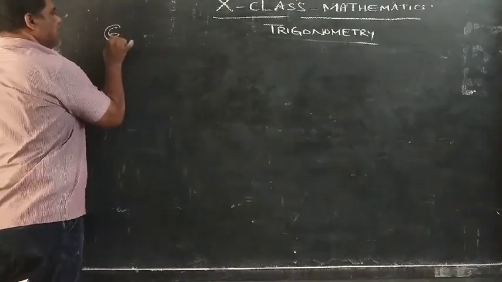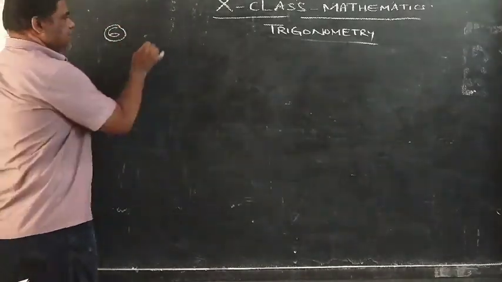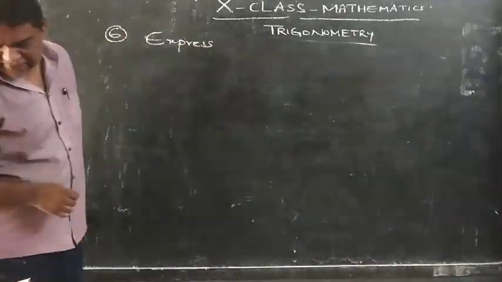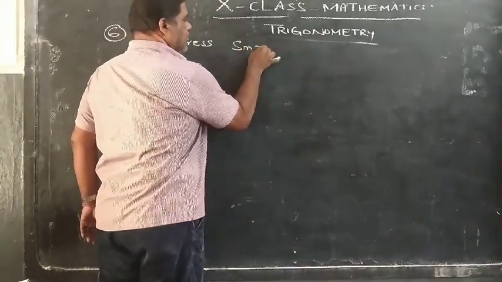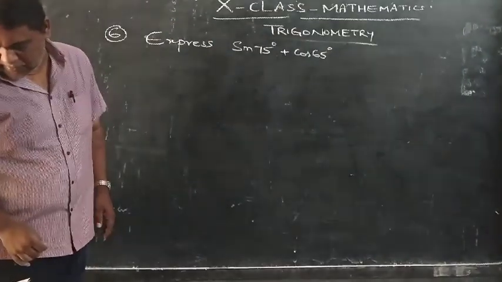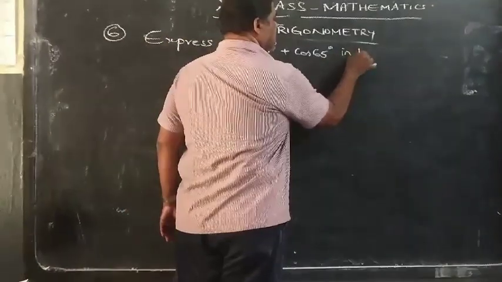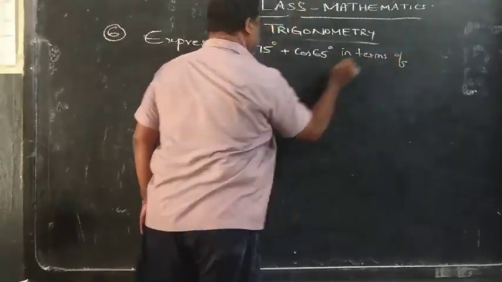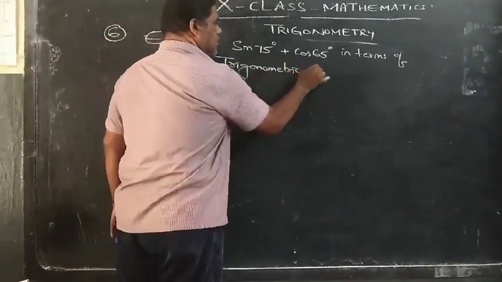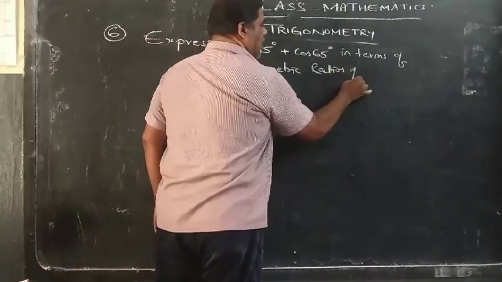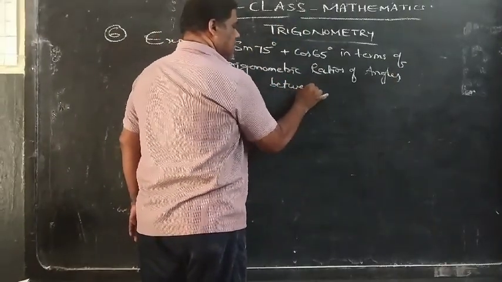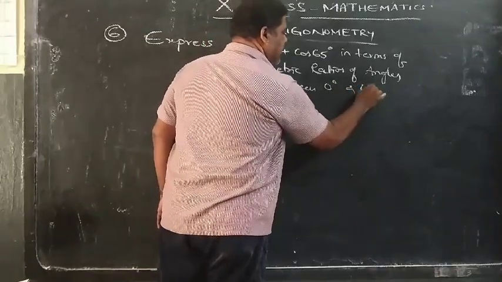Right, question number 6. Express sin 75 degrees plus cos 65 degrees in terms of trigonometric ratios of angles between 0 degrees and 45 degrees.